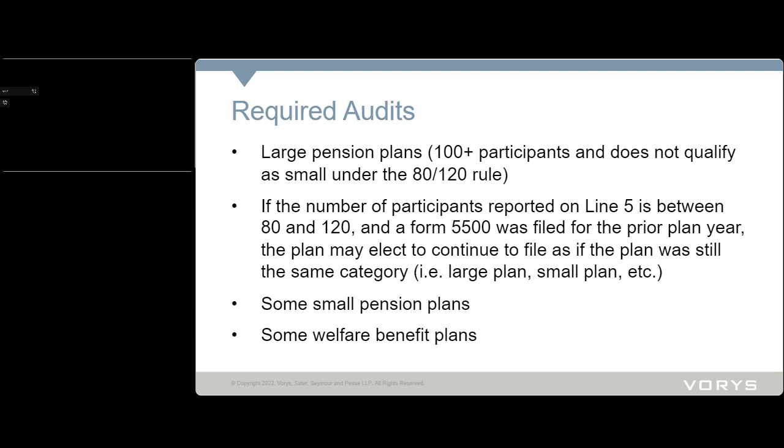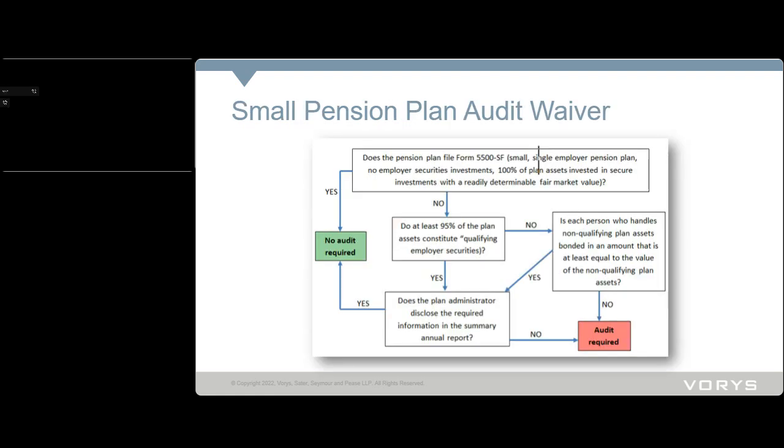Don talked about it already, the 80-120 rule. Some pension plans may be required to file an audit, and some welfare benefit plans, to the extent those welfare benefit plans have a VEBA. We put a slide on here where you can work your way through the little arrows to see if you qualify for the small pension plan audit waiver, just as a reminder that that's out there.